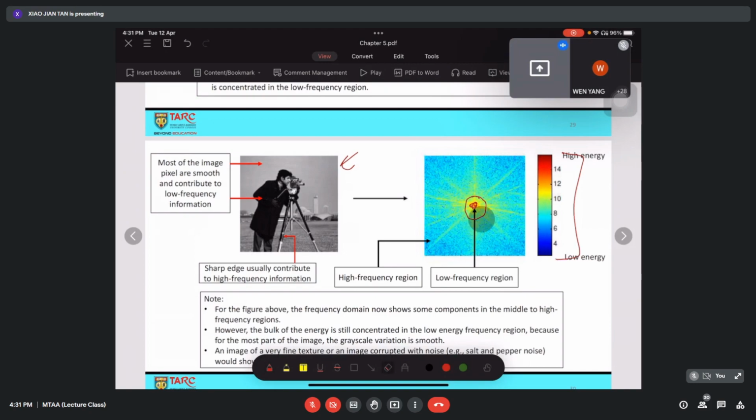Let me rephrase. If this is the frequency domain, and let's say you have high energy at the center here, can I know whether the input image has a smooth transition or is corrupted with noise? Smooth or noise? Smooth, okay. Why is it smoother? Because you have high energy here.